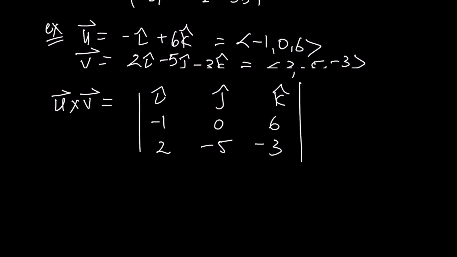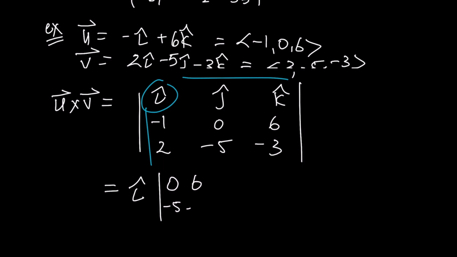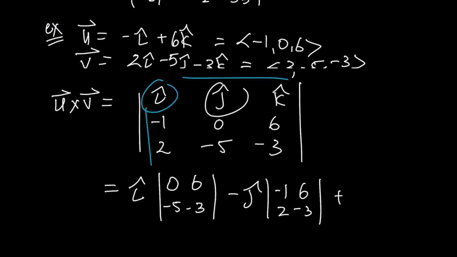The formula says take this first entry, block out this row, block out this column. So I'll have an i. And then the submatrix that's left will be 0, 6, negative 5, negative 3. I move on to the next entry and put a negative in front of it. That's the one key. Then I'll have a negative 1, 6, 2, and negative 3. And then I go to the last entry, block out its row and column, and then I will have k, negative 1, 0, 2, negative 5.